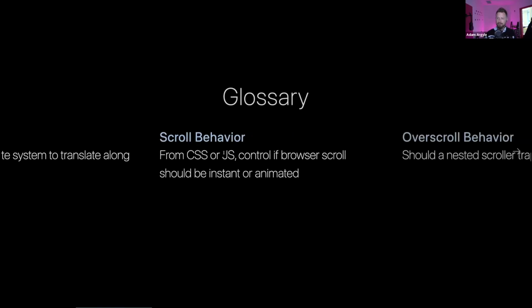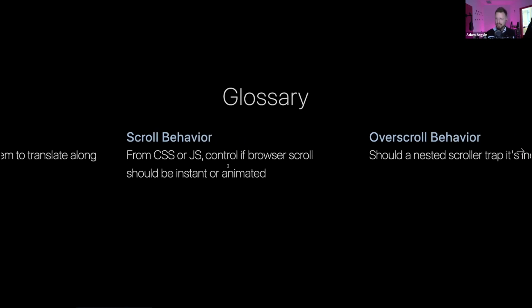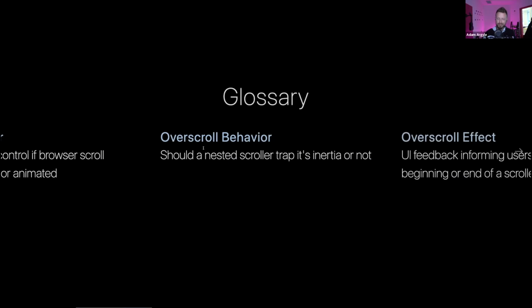We have scroll behavior. You're going to hear me talk about that, which is from CSS or JavaScript control if browser scroll should be instant or animated. So when you click a target link or a header that sets the hashtag into the page, you can define with scroll behavior whether or not that goes smoothly there, transitioning over time, or if it instantly jumps there. Scroll behavior is your way to control that. And we'll find ways in our demos here to leverage these features for certain use cases, and it's going to be really fun. Scroll behavior, not to be confused with, actually it's really easy to confuse with overscroll behavior.